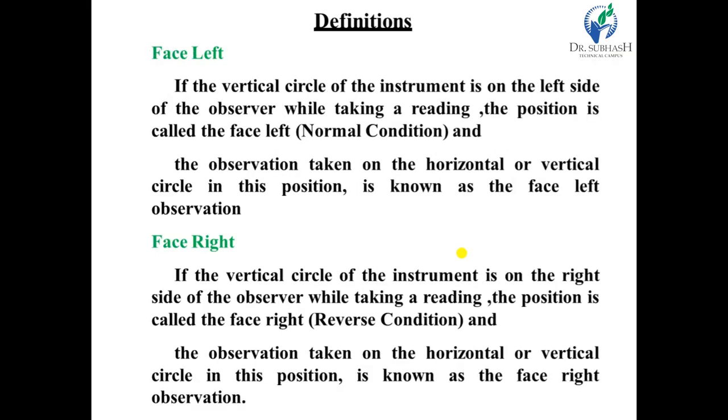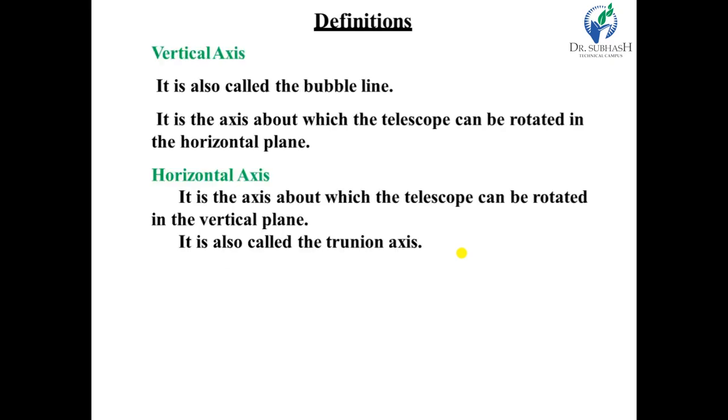Now, what is face left? I previously discussed that face left is the position when the vertical circle of the instrument is on the left side of the observer while taking the reading. What is face right? If the vertical circle of the instrument is on the right side of the observer while taking the reading, it is called face right. The observation taken on the horizontal or vertical circle in this position is known as face right observation.